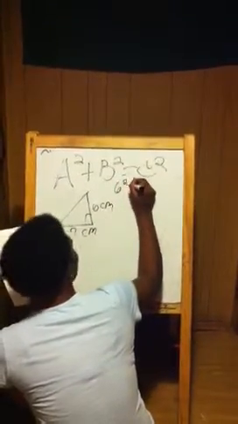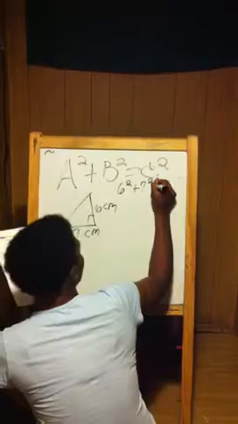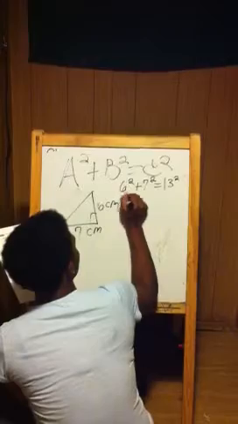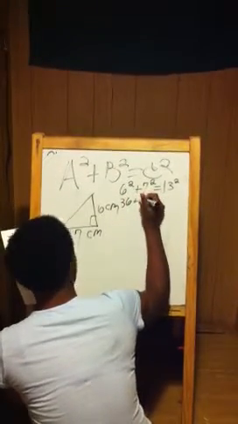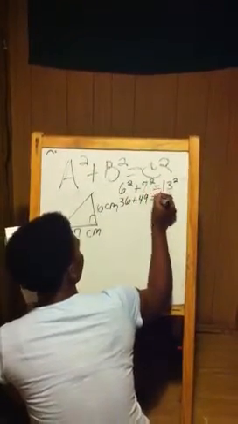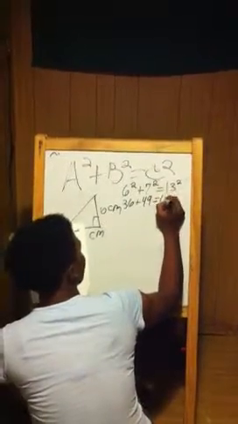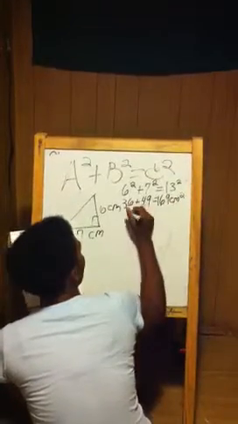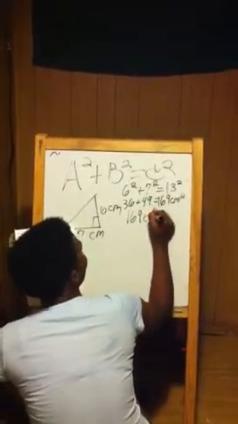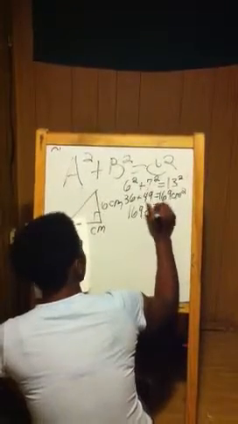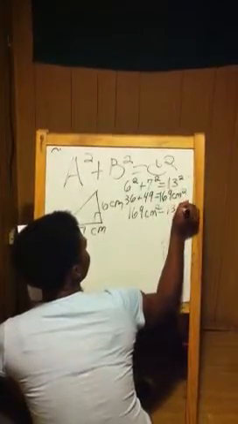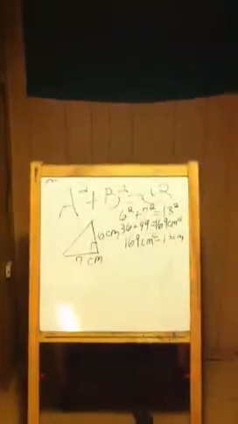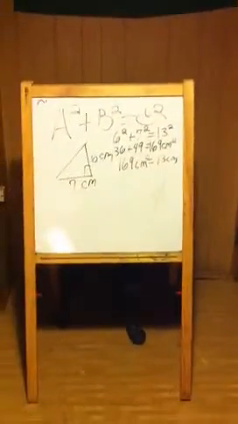6 squared plus 7 squared equals c squared. 6 squared equals 36, plus 7 squared, which is 49. And that equals c squared, which is 85... Good job. Does everyone understand that? Yes. All right, look at example 4.